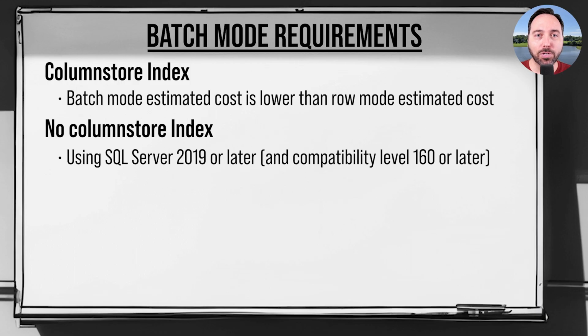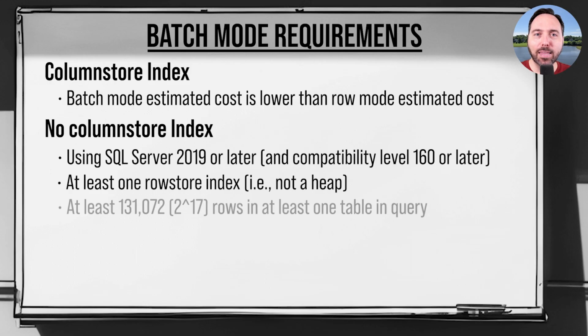Well, if you're in SQL Server 2019 or later, you can still kick it up a gear, but only if you meet all of the following criteria. First, you have a row store index. Second, you have at least 131,072 rows in at least one table in the query. 131,072, by the way, is 2 to the 17th power, in case you were wondering why the weird number.